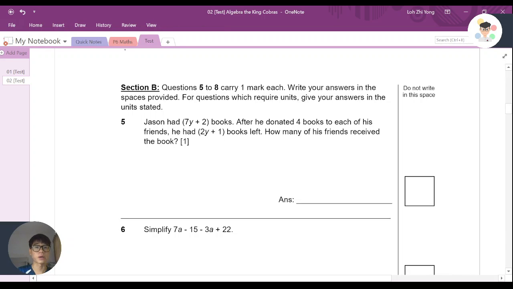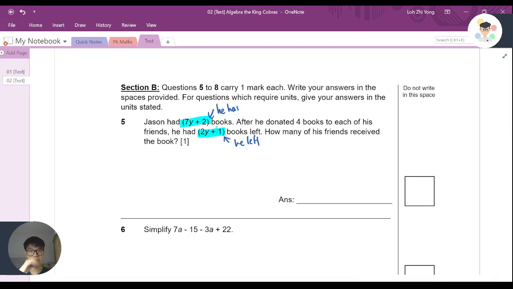Now here it says that Jason had 7y plus 2 books. After he donated 4 books to each of his friends, he had 2y plus 1 books left. How many of his friends received the book? Now, this is what he has, then this is what he left. It means that if I use this 7y plus 2, minus what he left, what he has minus what he left, is actually the amount that was donated out.